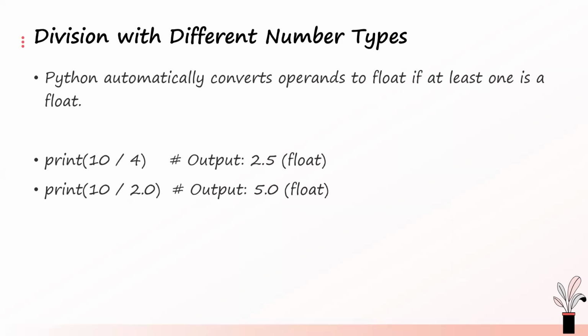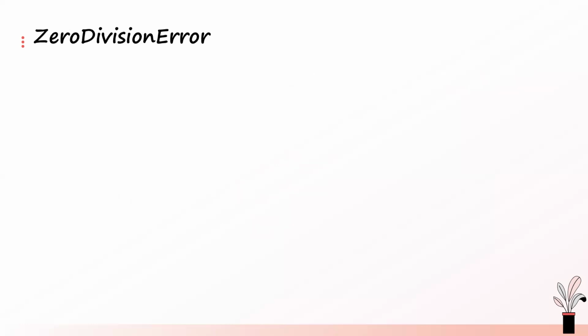Because one of them is a float, it will automatically convert both of them to floats. If you say 10.0 divided by 2, it would also convert the other one from integer to float, because if at least one of them is a float, it will convert all the operands to floats.